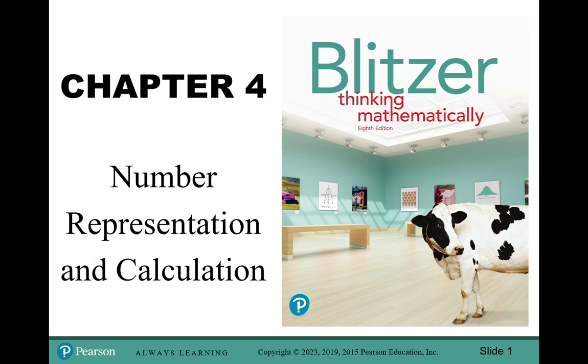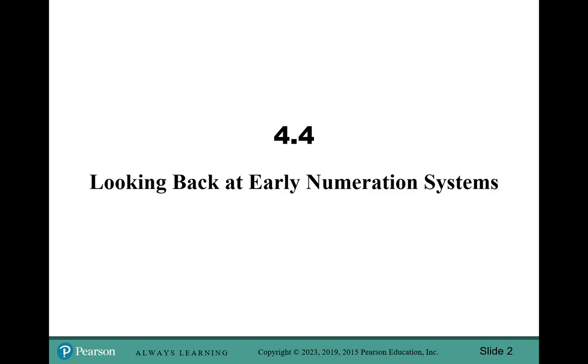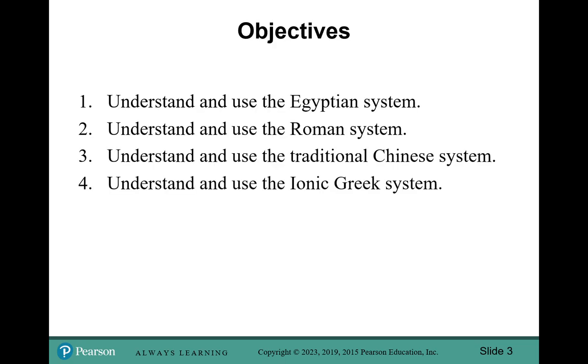Hello class. Today we will continue Chapter 4, Number Representation and Calculation, by looking at Section 4.4, looking back at early numeration systems. Our objectives today are to understand and use the Egyptian system, to understand and use the Roman system, to understand and use the traditional Chinese system, and to understand and use the Ionic Greek system.